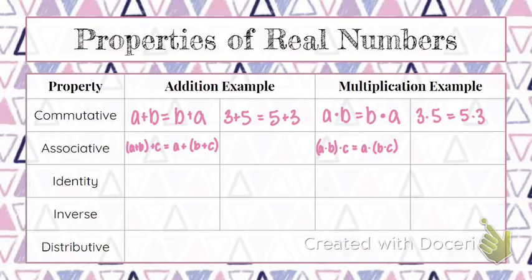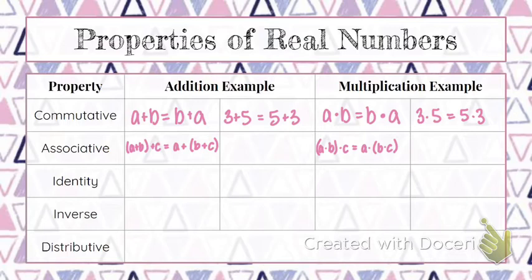So for this one, to help me remember, I think about associative. On this side, A and B are being associated. And on this side, B and C are being associated. So in this case, it does not matter who you associate with, you're going to get the same answer.